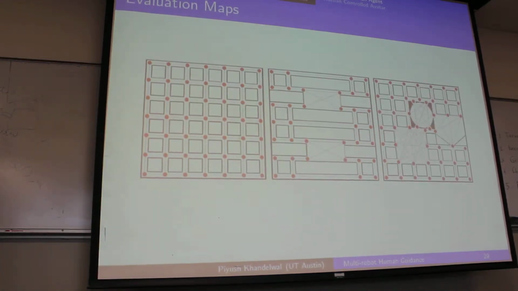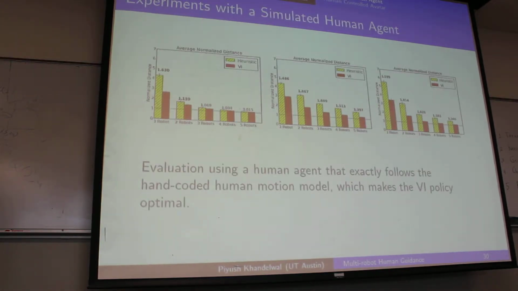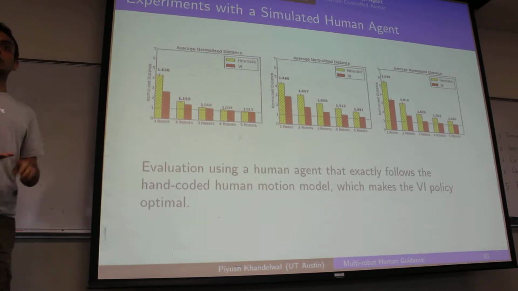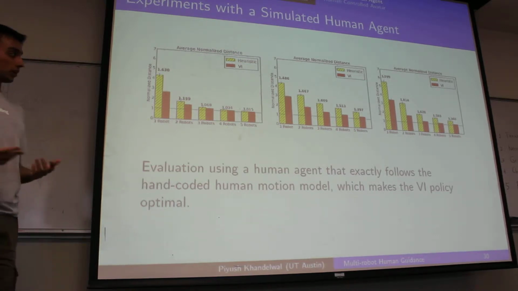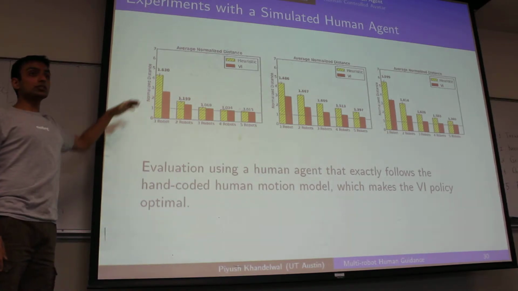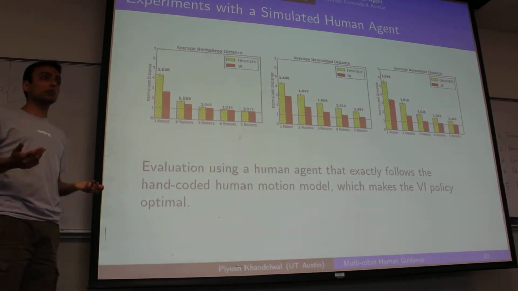Finally, we had a bunch of different maps that we want to evaluate this approach on, and this is what they look like. This is what the results came out. To compute the results, we did two different studies. We had real humans control our avatars inside a simulator to see which approach was better. We also had a lot of tests with an artificial agent that follows the same policy, same human motion model that we've hand coded up.